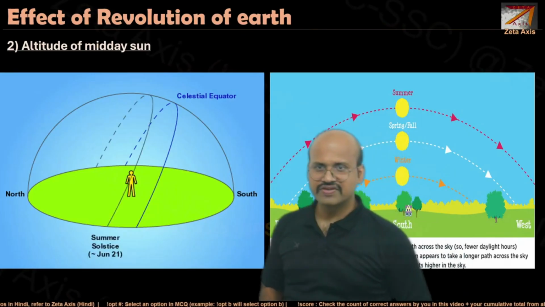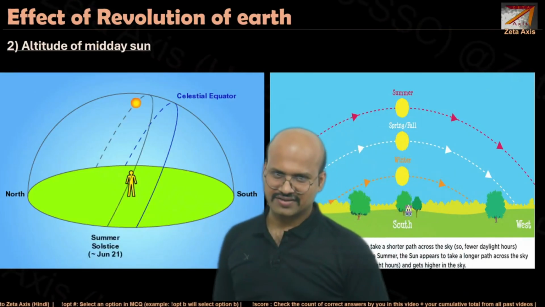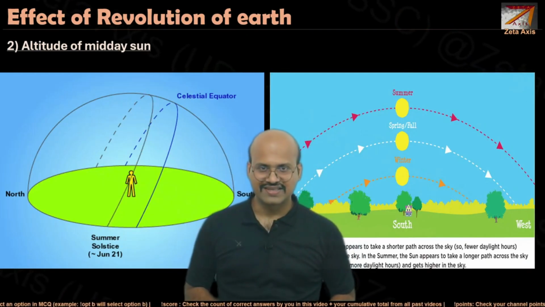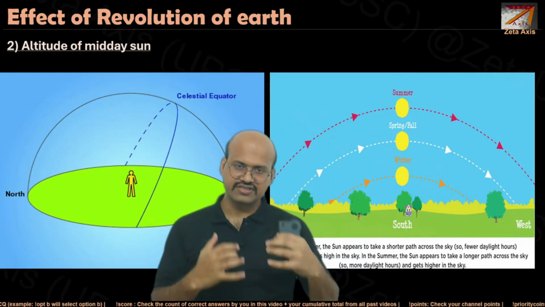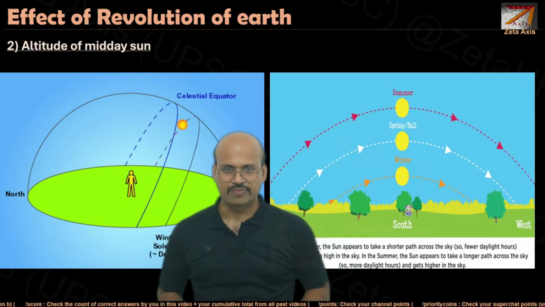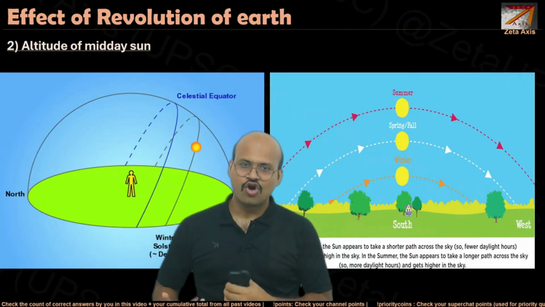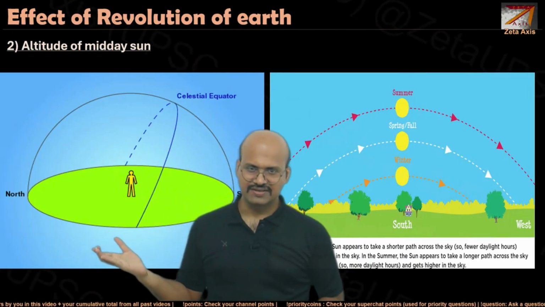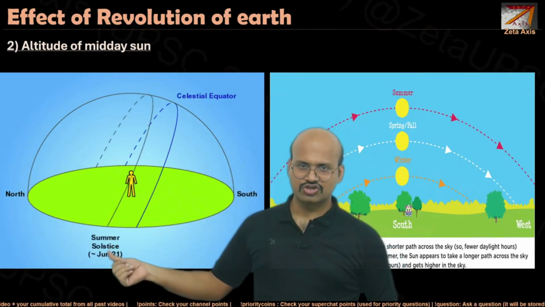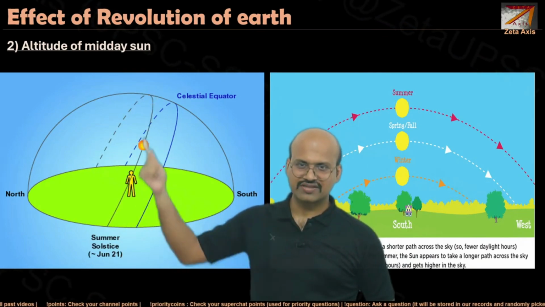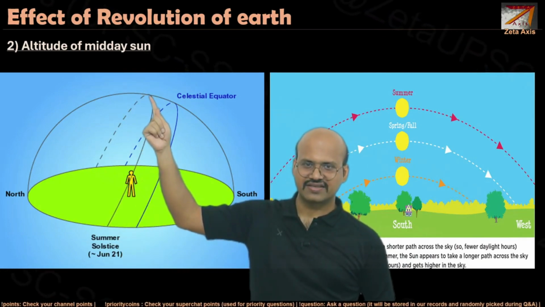Now here we will see the altitude of the midday sun. We have seen the variable length of the day, but here we will see that the sun's position in our sky changes based on our seasons or our location in the orbital path. Here is a GIF where we can see that during the summer solstice, with respect to the northern hemisphere, the sun goes as high as this.